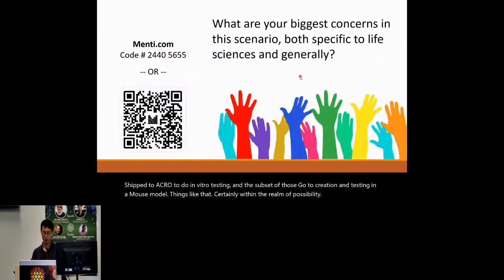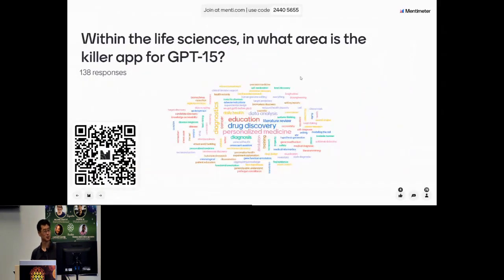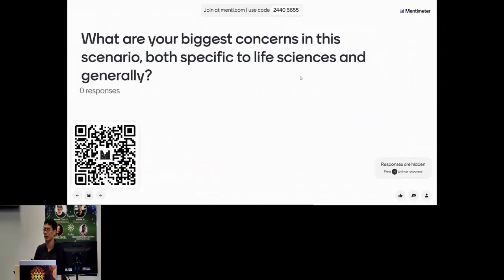Okay, what are your biggest concerns in this scenario? Specific to the life sciences, but if you'd like, more generally as well.